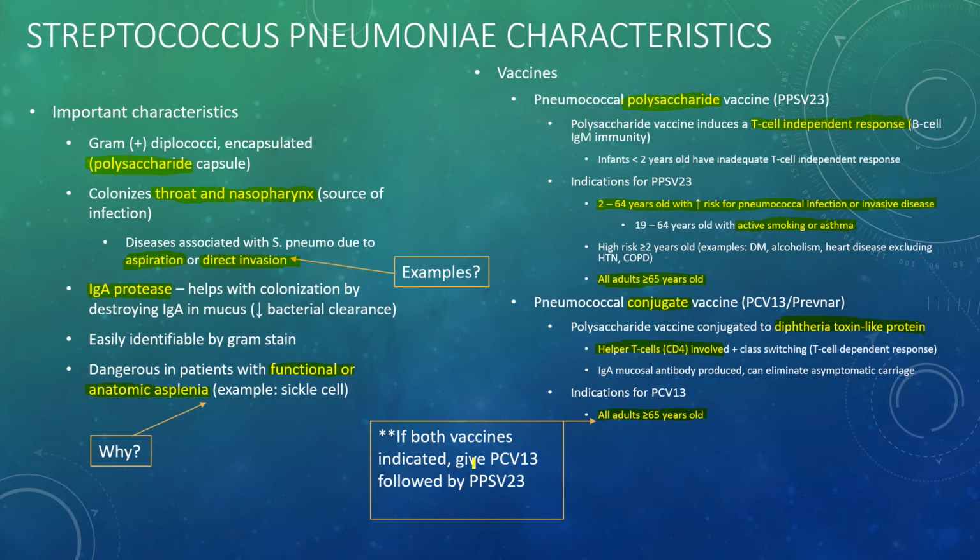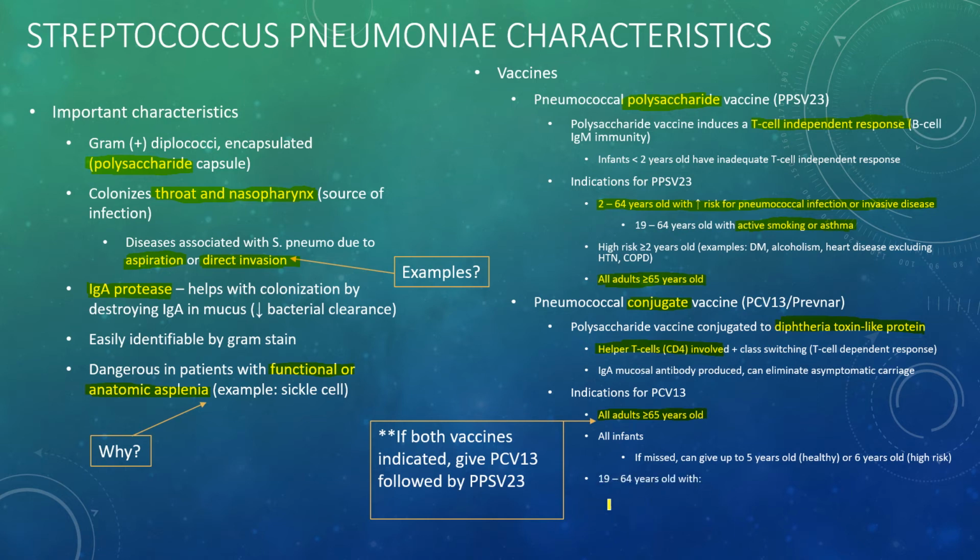So if both vaccines are indicated, give PCV13 first and PPSV23 afterward. All infants are given the PCV13 as a regular vaccine schedule. If they don't get it as infants, they can be given up to 5 years if they're healthy infants or 6 years if high risk. If it's after this time period, they don't get the vaccine until it's indicated later.